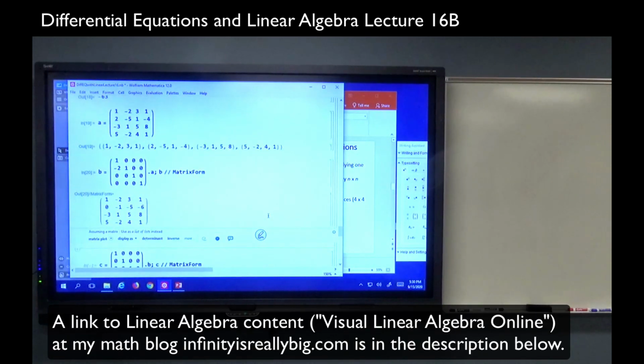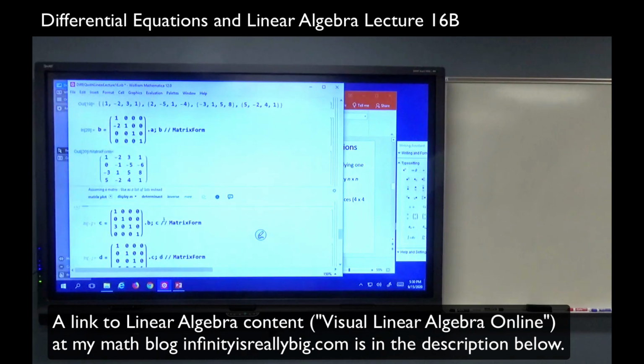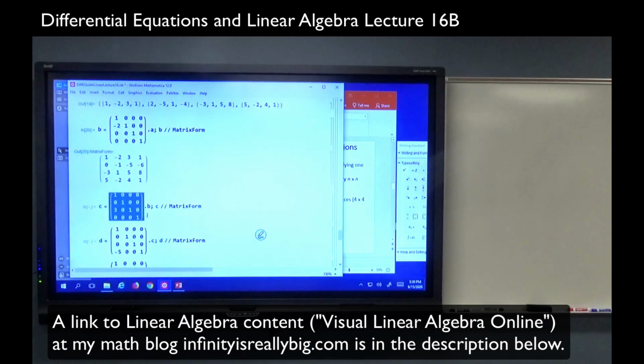All right, that's the first step. Now I want to get a 0 here in row 3. Multiply row 1 by 3 and add to row 3, putting the answer in row 3. Use left multiplication by this elementary matrix, obtained from the identity matrix by multiplying row 1 by 3 and adding to row 3 and putting the answer in row 3 to get a 3 there. Lots of 3's.